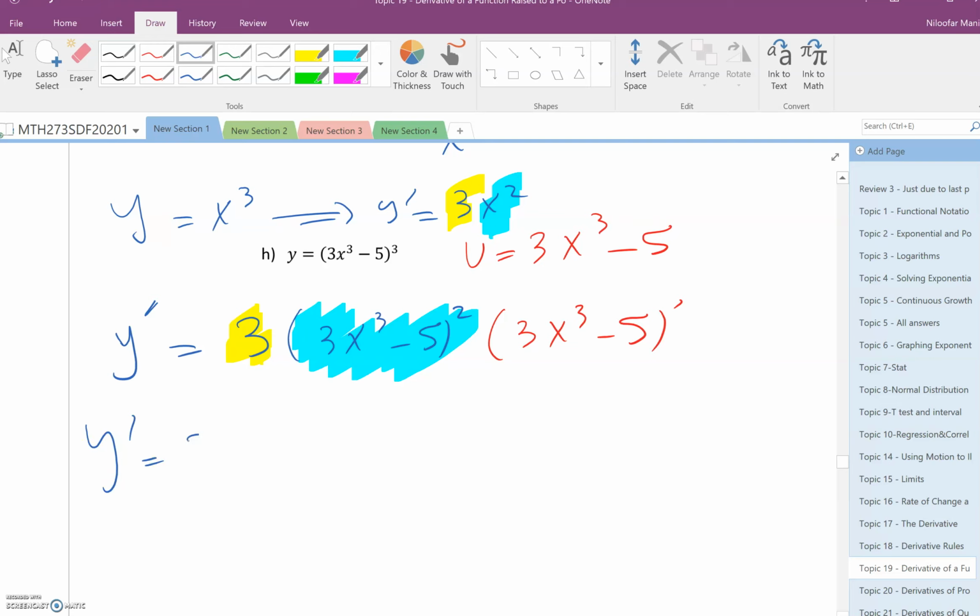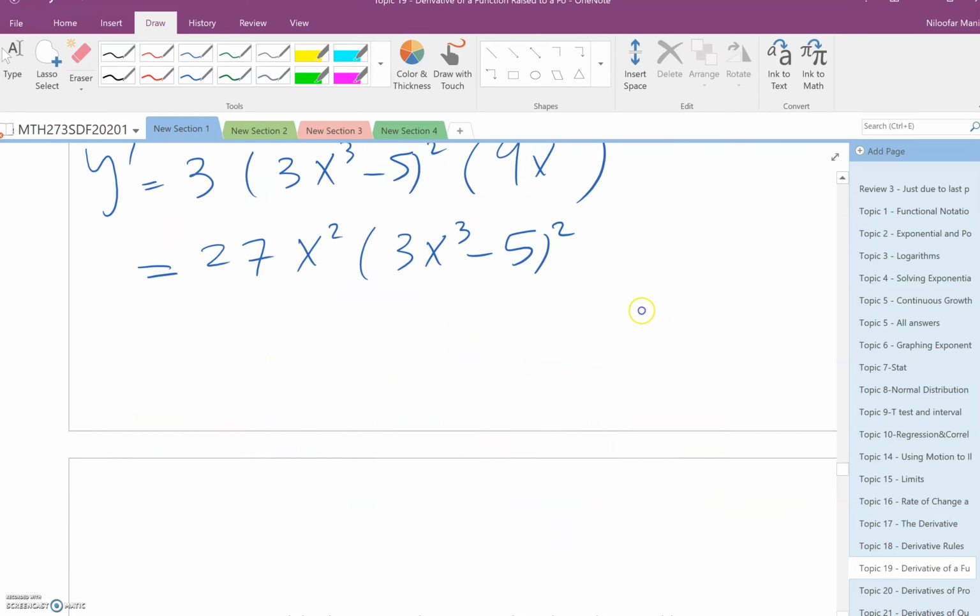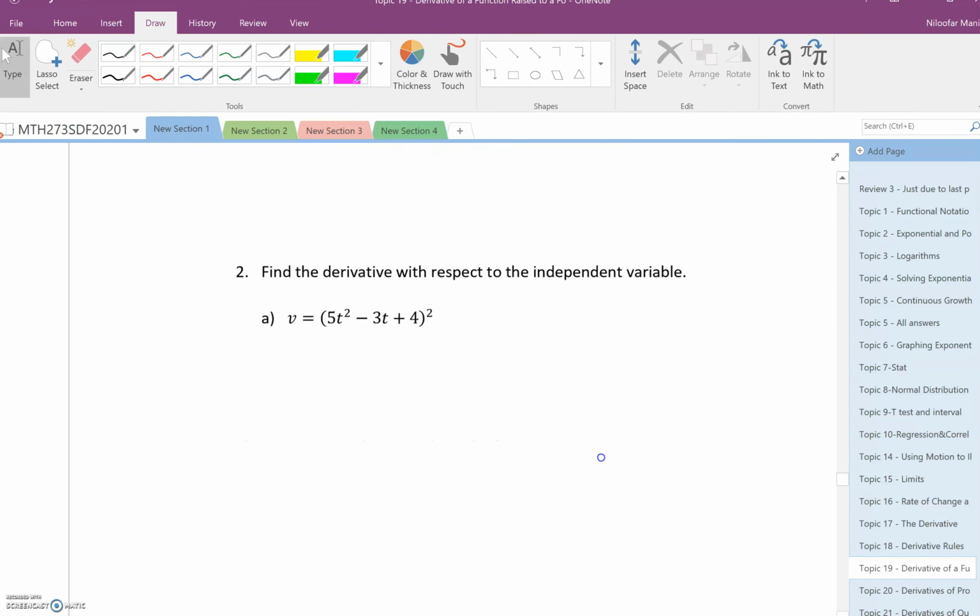y prime is 3 times (x cubed minus 5) squared times 9x squared, right? Which is 27x squared times (3x cubed minus 5) squared. If you find any mistake, tell me. Unfortunately, I don't have the notes. I mean those solutions.